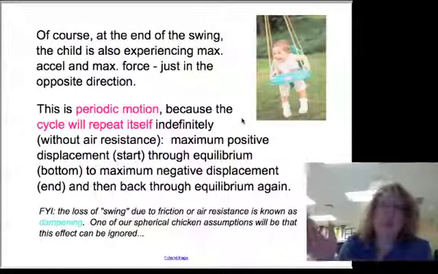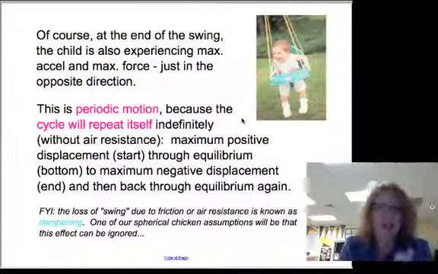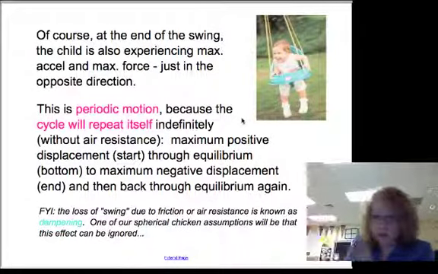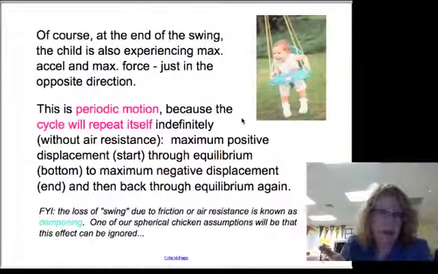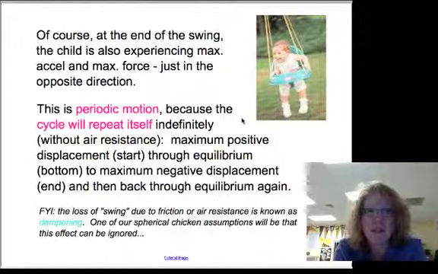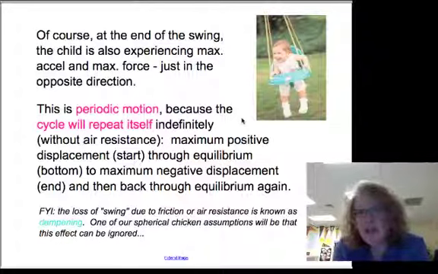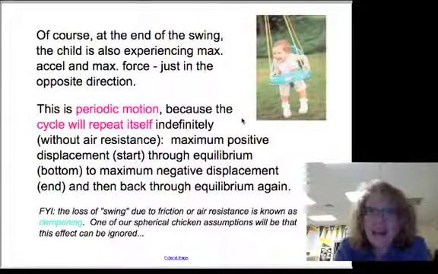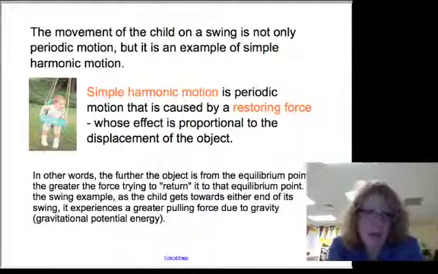This is that example of periodic motion. That cycle will repeat itself over and over and over again, obviously without air resistance. You go from maximum positive displacement through the equilibrium position to maximum negative displacement, and then back through equilibrium again. By the way, that loss of swing, or the loss of bounce in my little spring example, is called damping. And those are things that happen due to friction, internal friction, air resistance, things like that. So we're going to use our spherical chicken assumptions and pretend like that's not really going to happen in our systems.